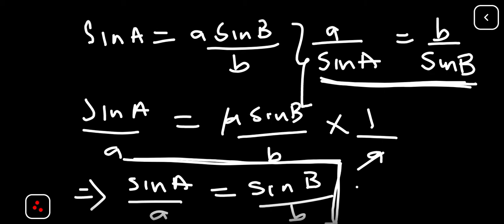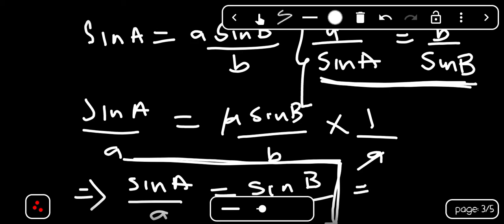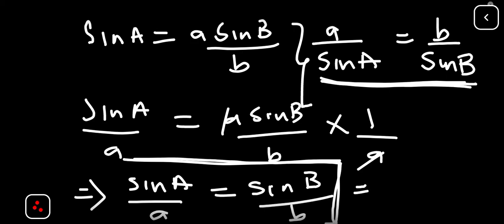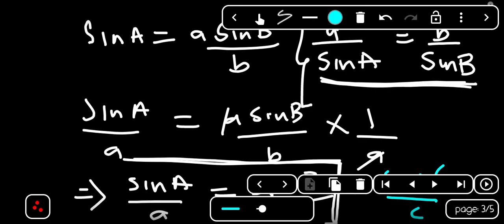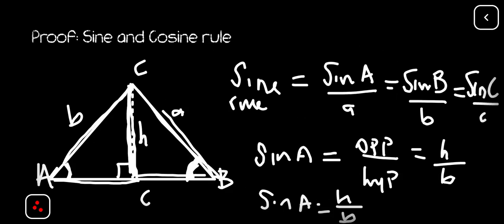But what about sine C over C? Where did this one come from? Because that's what we have in our sine rule here. Where did this come from? So now you see we're still using this triangle.